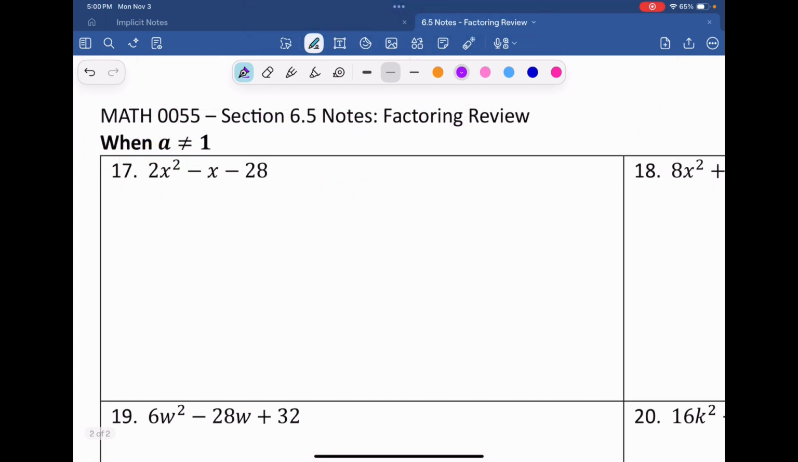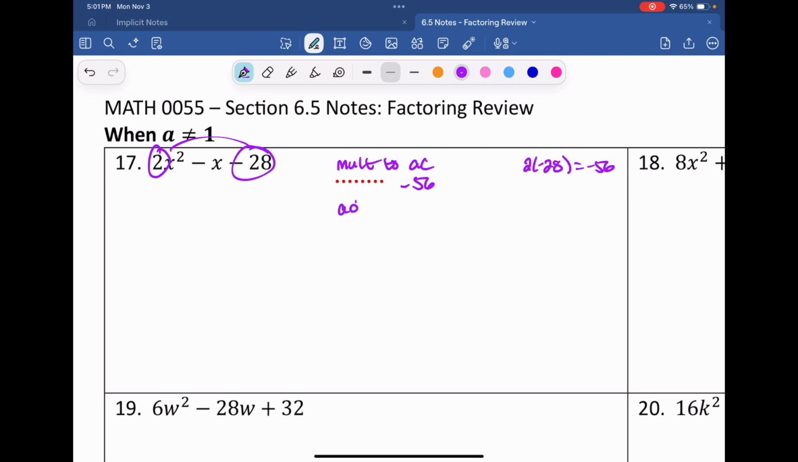All right, so that third section was when a was 1, leading coefficient was a 1. So what happens when it's not a 1? Okay, multiply leading coefficient by the constant. So this time it has to multiply to AC. In this case, that's negative 56, and it has to add to negative 1.